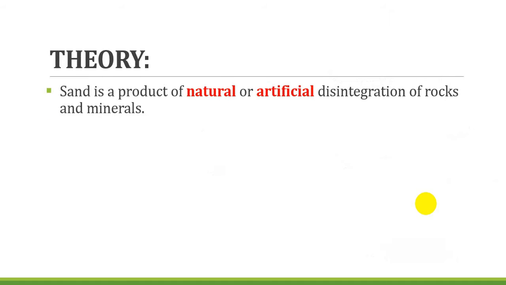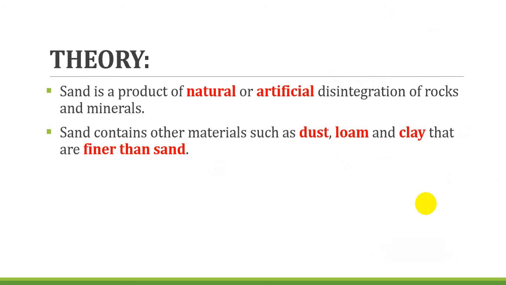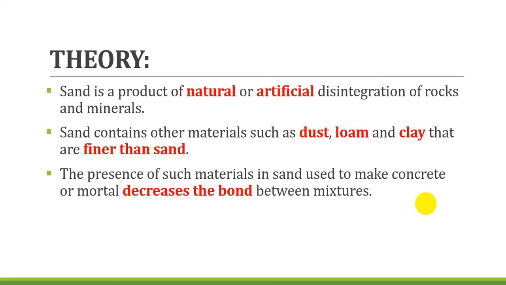The theory part of the silt content of sand: sand is produced naturally from the river and artificially with the disintegration of rocks and minerals. This natural or artificial sand may contain dust, loam, clay, that means materials finer than the sand. These dust, loam, clay and other finer materials will decrease the bondage between the mixture.